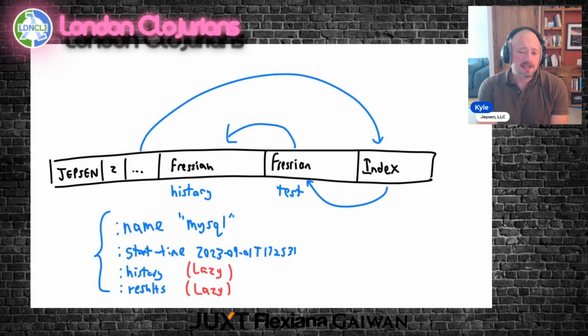I do the same thing for tests. So the Jepsen file contains a history, a bunch of stuff, and at the very end, it has an index which points to the root node, which is the test itself. The test then has a pointer to a history and a pointer to the results. Those things can be lazily decoded, so I only need to read as much of the file as is actually necessary to show what I'm asking for.